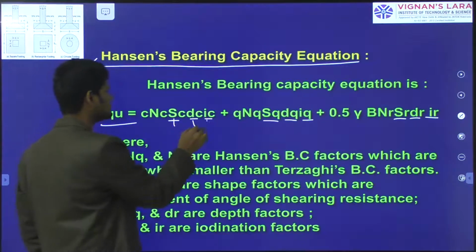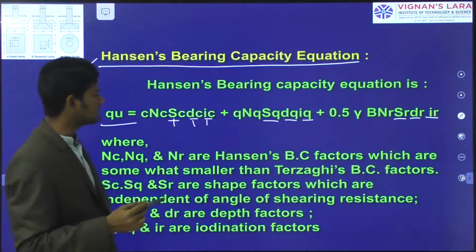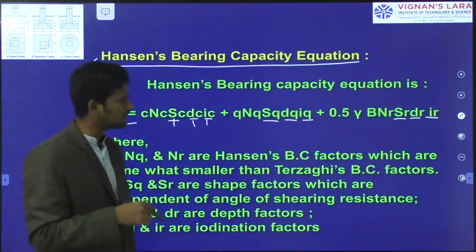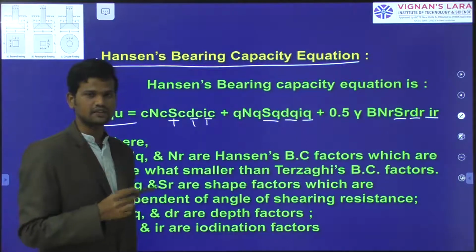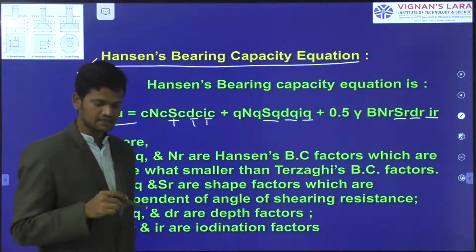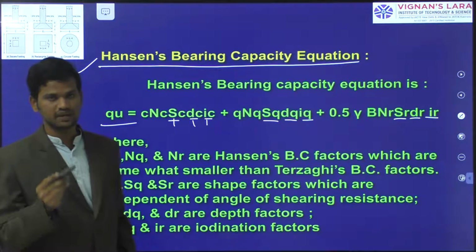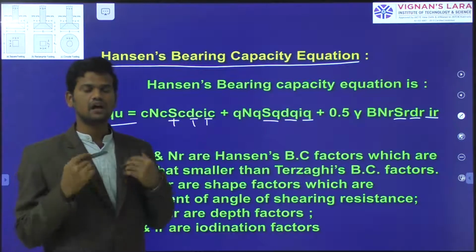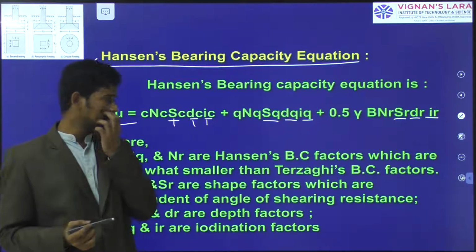Where Sc, Dc, and Ic are the factors for cohesion, Sq, Dq, Iq are the factors for surcharge, and S gamma, I gamma and D gamma are the factors for unit weight. If the examination asks to calculate with the Hansen bearing capacity equation, they will give the shape factors and ask to calculate the ultimate bearing capacity.